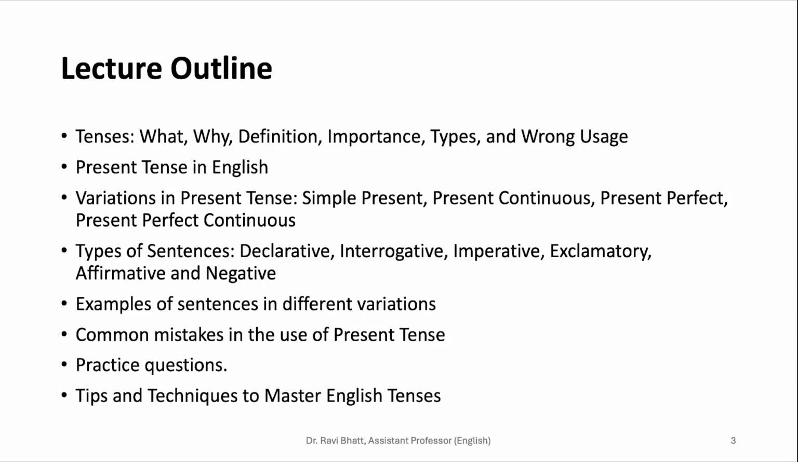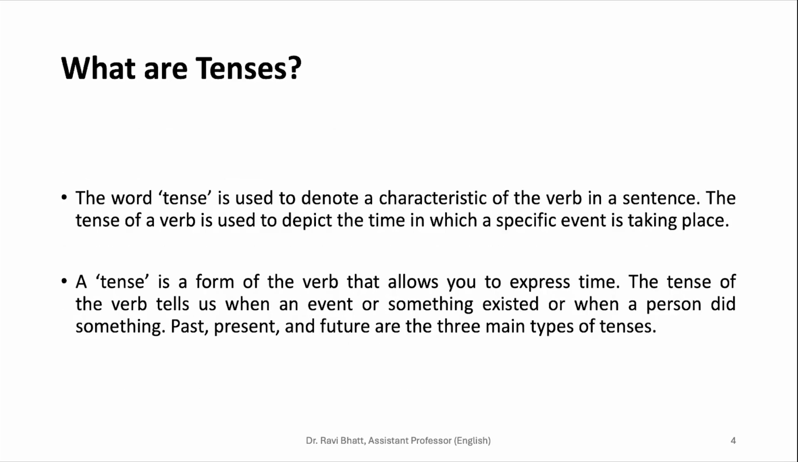So let's begin. First, what are tenses? The word tense is used to denote a characteristic of the verb in a sentence. The tense of a verb is used to depict the time in which a specific event is taking place. In other words, we can say a tense is a form of verb that allows you to express time. The tense of the verb tells us when an event or something existed or when a person did something. Now, there are three main types of tenses, as we all know: past, present, and future.